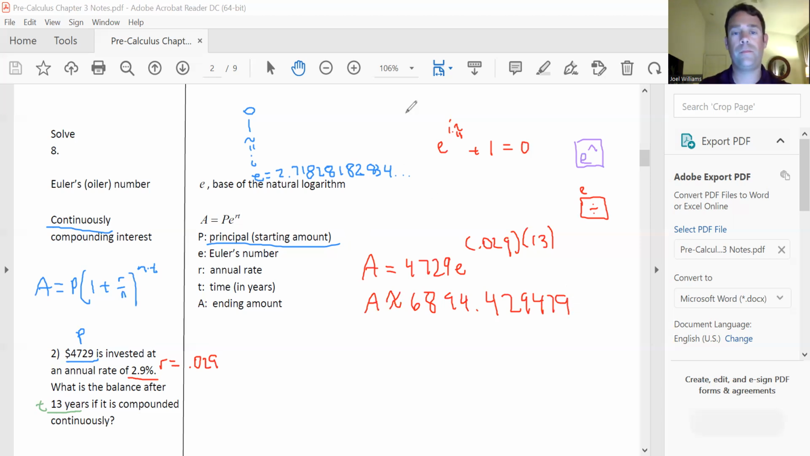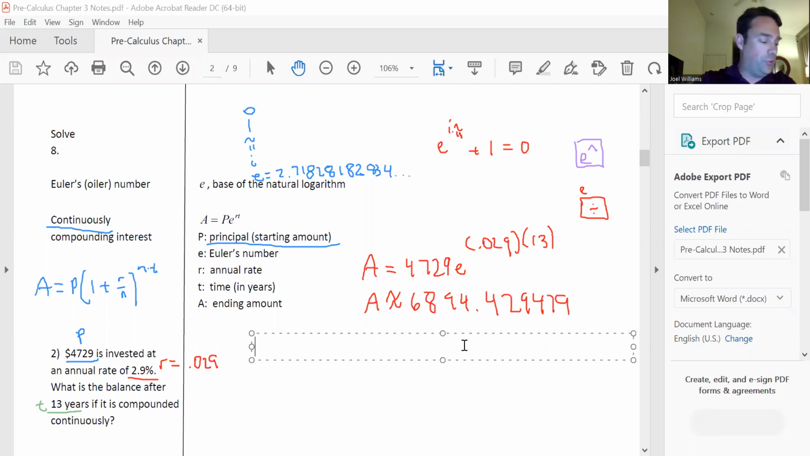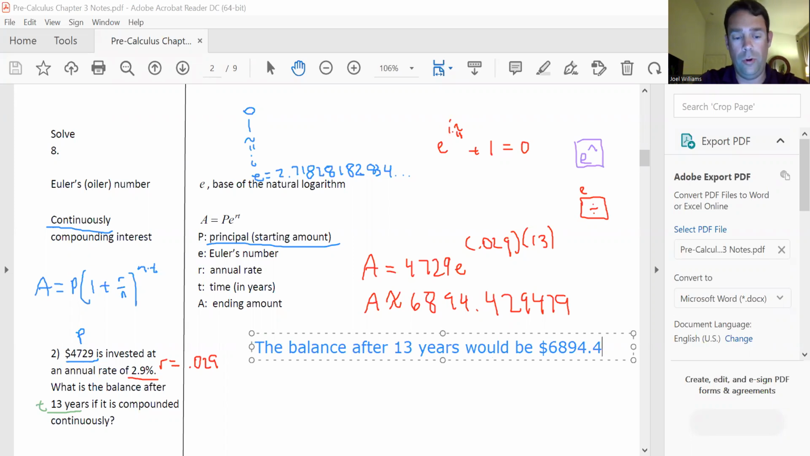So that means, on word problems, we'll always want to make sure we write our answer as a complete thought. We'd basically say that the balance, the amount of money you'd have after 13 years, would be $6,894.43. And that'd be how much money.